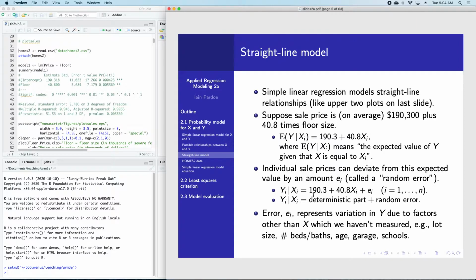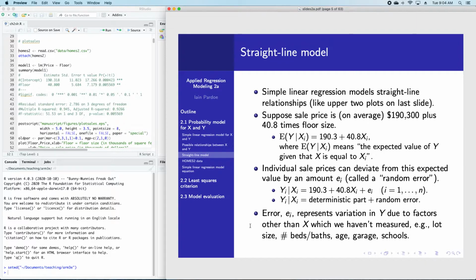And we can think of the 190.3 plus 40.8 times xi as the deterministic part of the model. This part of the sale price is determined by these numbers, these regression parameters, 190.3 and 40.8, and the specific floor size for that house. And then the other part of the model, ei, is the random error part. That error represents variation in sale prices due to factors other than x, other than the floor size, that we haven't measured and haven't put into our model.